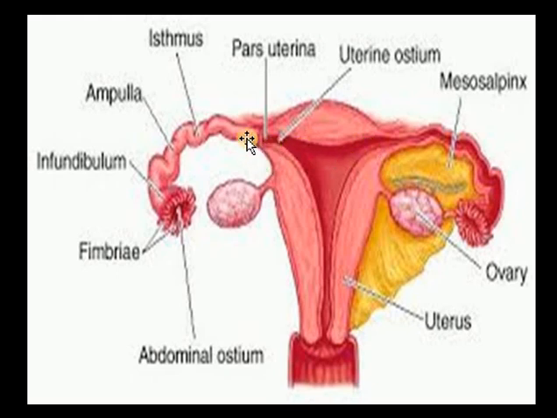Then next is the fallopian tube. We know fallopian tubes have two openings. One is the uterine ostium, this one, which connects the fallopian tube to the uterus. Another is the abdominal ostium or pelvic ostium at the fimbrial end. What happens at the abdominal ostium or pelvic ostium? They pick up the ovum, and the ovum comes here and is fertilized.